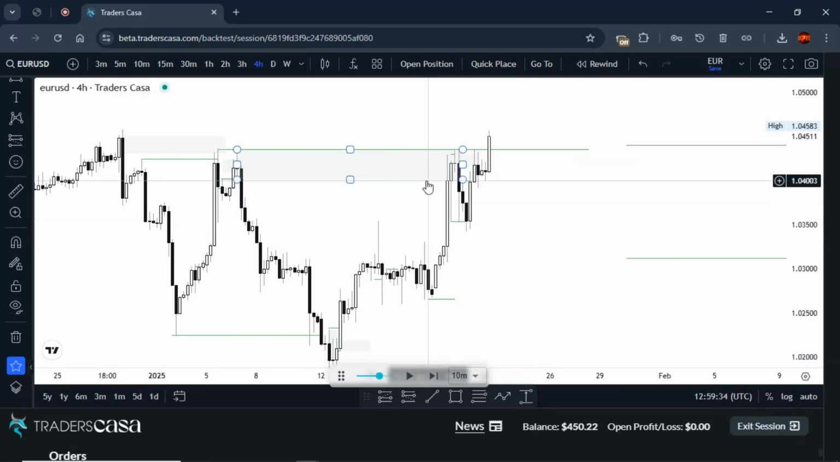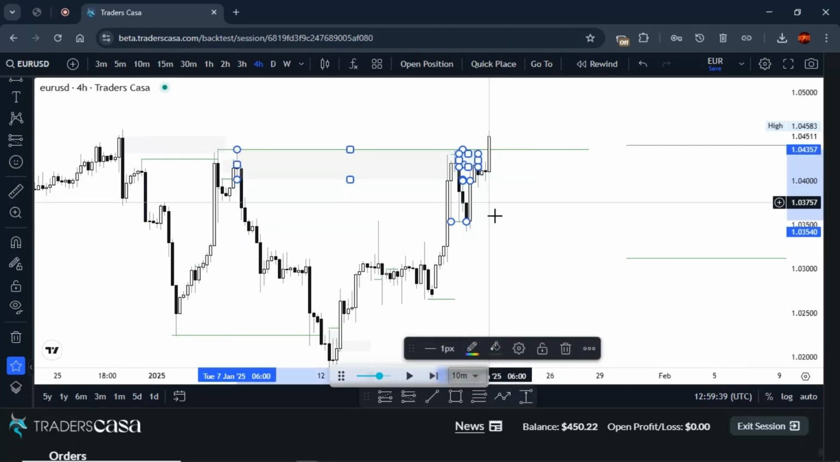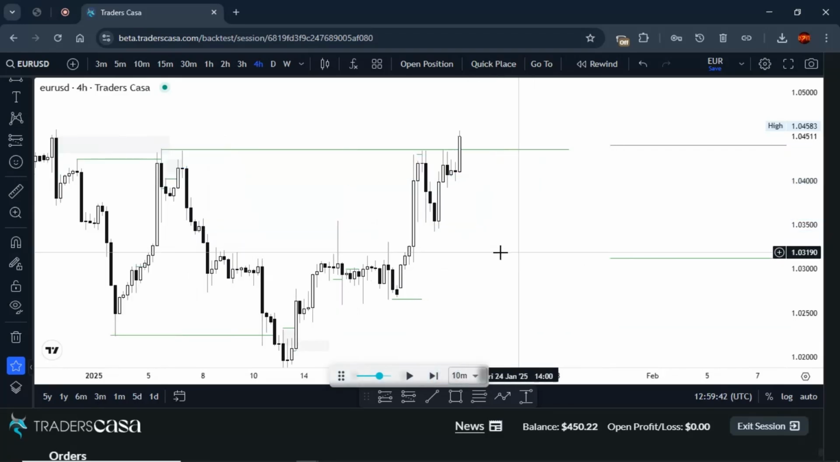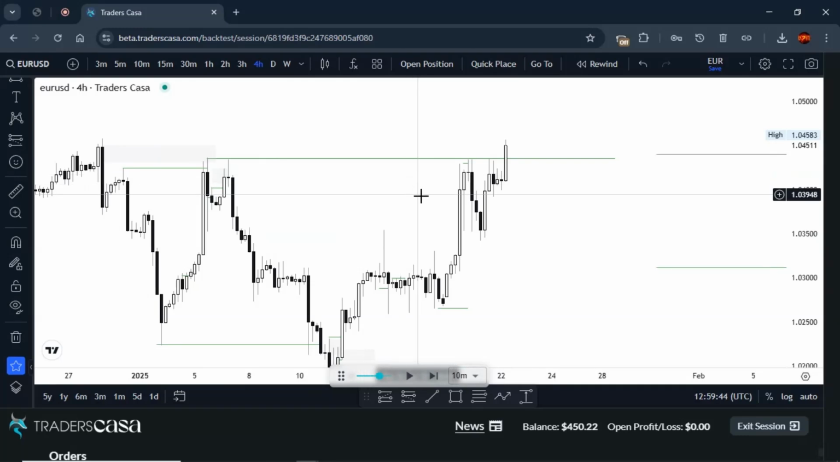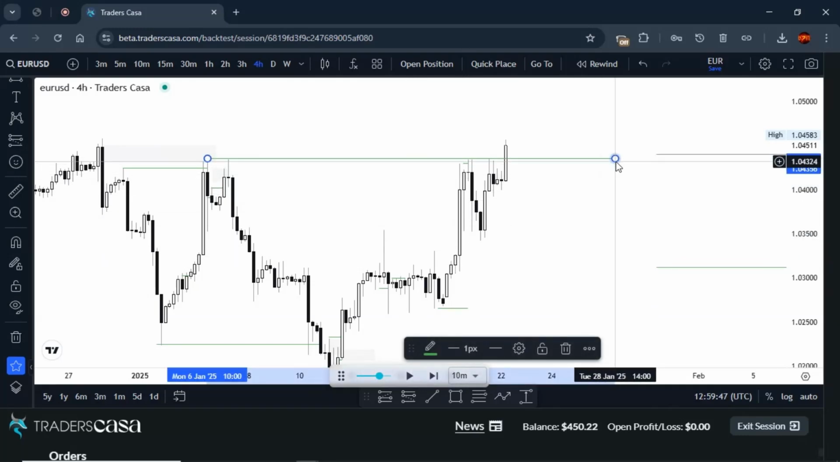So this is the kind of loss that you call a valid loss, right? It's called a valid loss. But personally, I will take this trade, but I'll have minimal risk on it because of this buy pressure that came into the market.